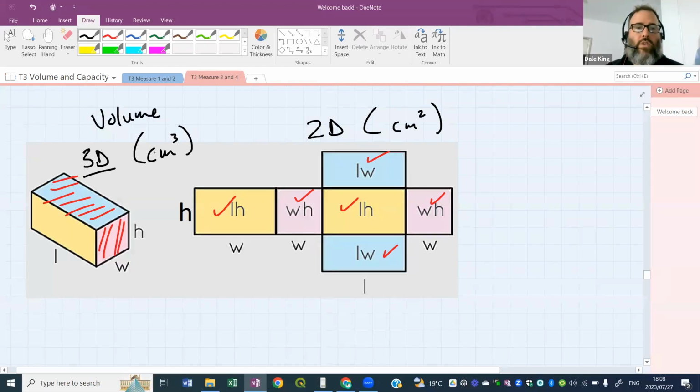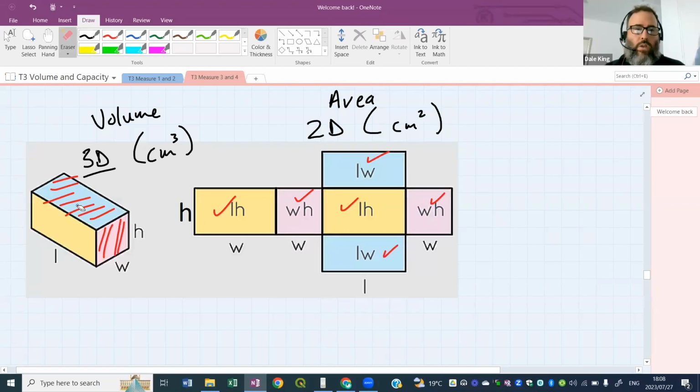So the 3D shape can have a volume, but if you take that 3D shape and wrap it up in paper or open it up and flatten it out, that's surface area. And that is an area, that's 2 dimensions. So the units will look like centimeters squared. Okay, so you'll see that now when we do questions, how it looks in the end.